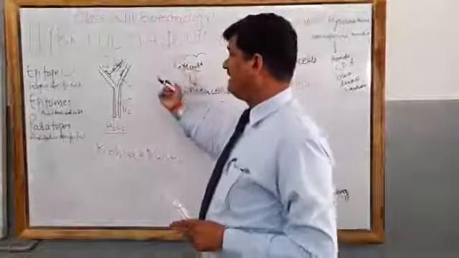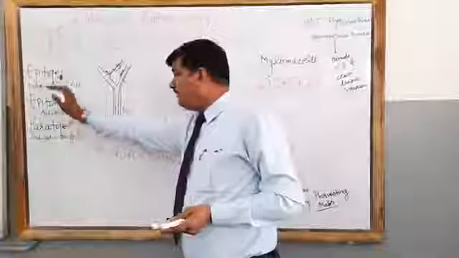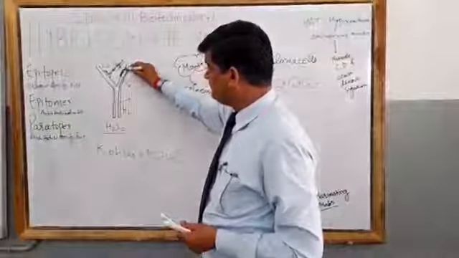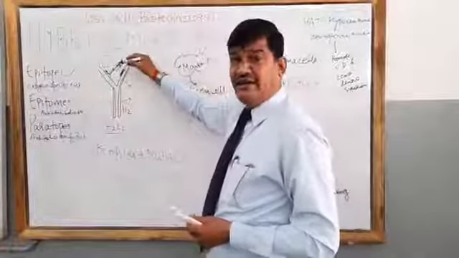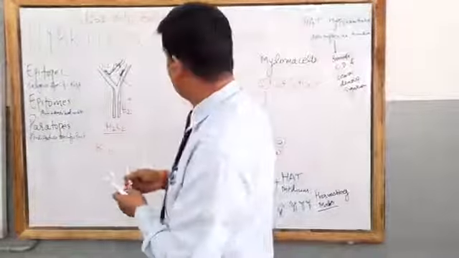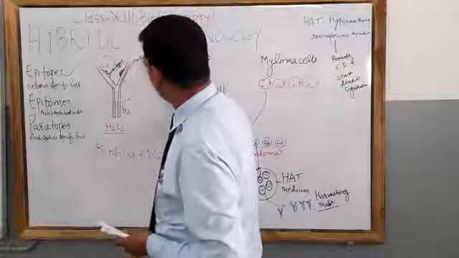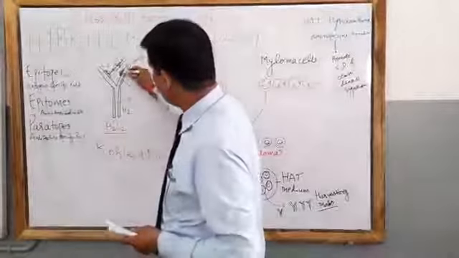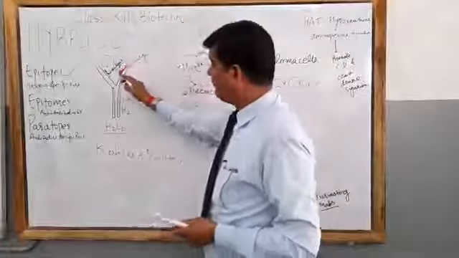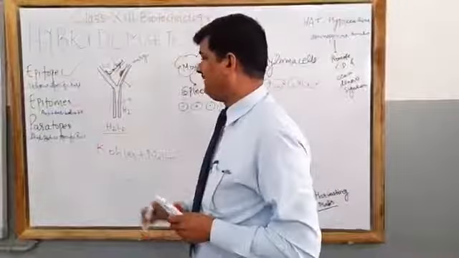Now the second word is epitomes. The meaning of epitomes is the antigen-antibody complex structure. Suppose here I just draw this red dot as the antigen, and this total structure is the antigen-antibody complex structure. So the antigen-antibody complex structure is known as epitomes.